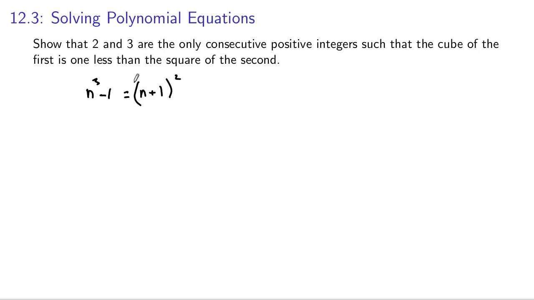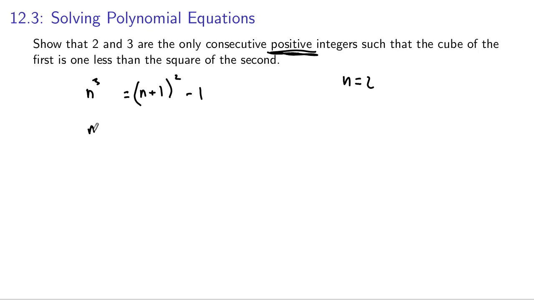Hold on, let's think about this. The cube of the first, so I wrote the minus 1 in the wrong place. The cube of the first is 1 less than the square of the second. So 1 less than the square of the second means we have to take 1 away from the square of the second. That should be the cube of the first. So basically we want to show that the only solution to this is n equals 2 for positive integers. Okay, so we might get some negative or 0 answers.